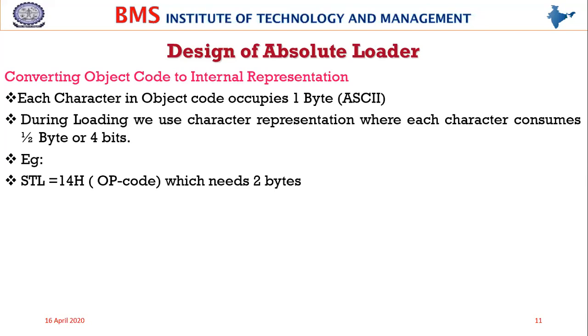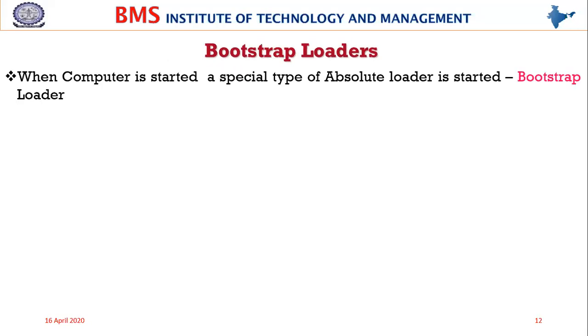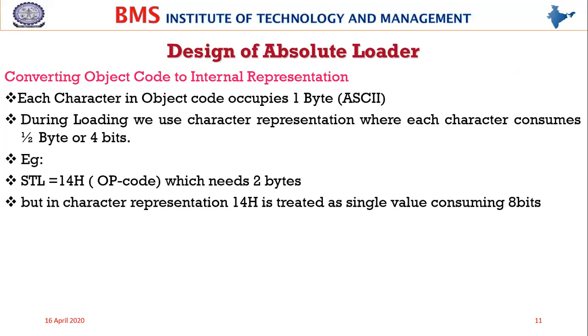But this didn't happen with your assembler. Your assembler also allocated 8 bits for each character in the representation of the output. But in character representation, 14H is stated as a single value, with both characters together consuming 8 bits. This is what we call converting the object code into an internal representation.